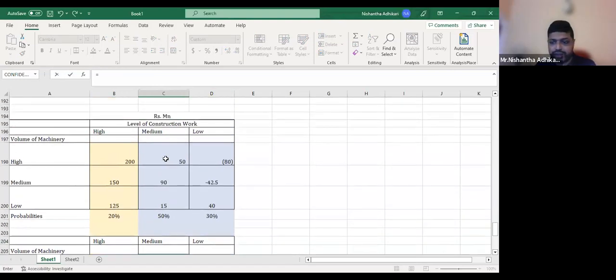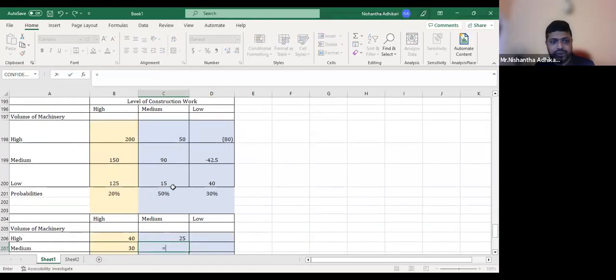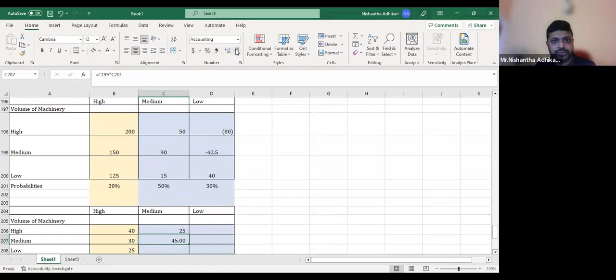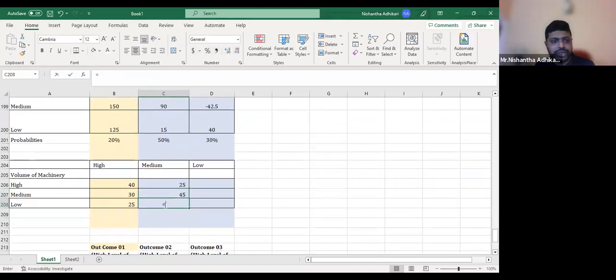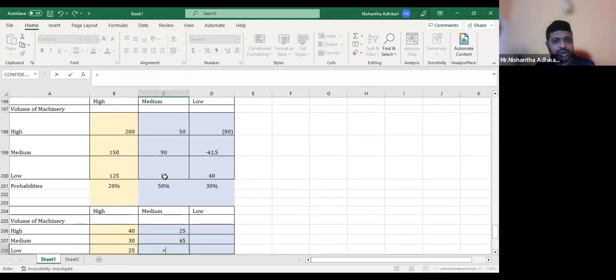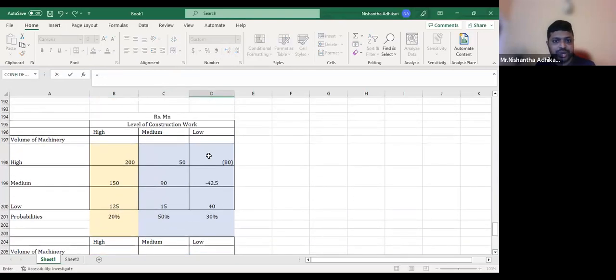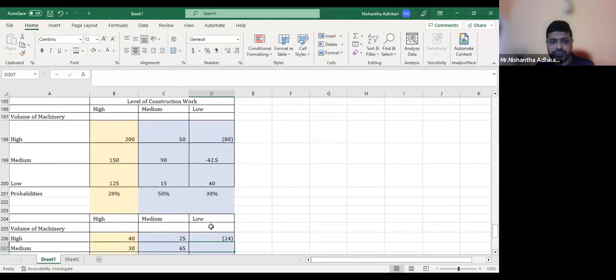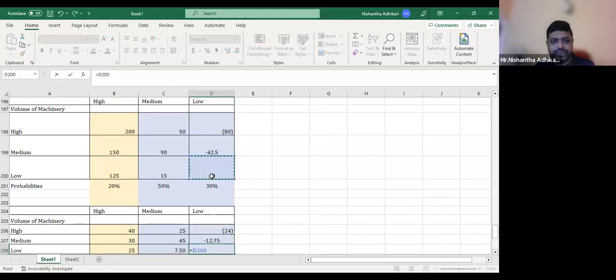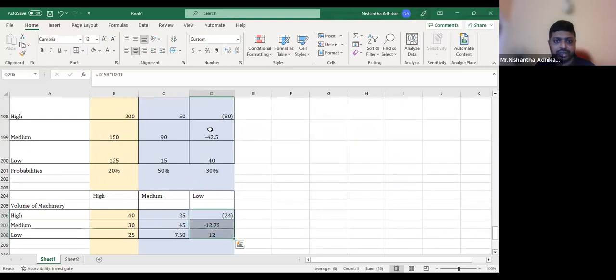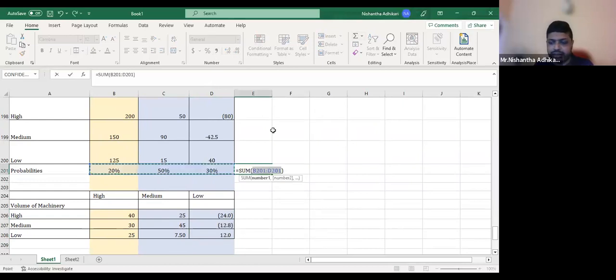Then assume volume of machine high, medium, and low. Medium level of construction work, it is 50% probability there. Then low volume of machinery, medium volume of construction work, 50% probability. Now we have to calculate the expected value. This one, 80 million loss, probability is 30%. 42.5 probability is 30%. 40 million probability is 30%. If we take the total of these probabilities, it should be 100%.